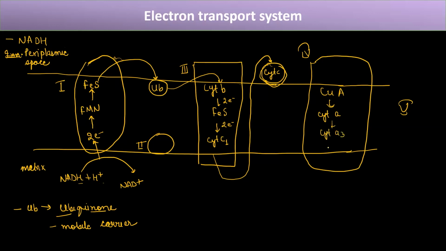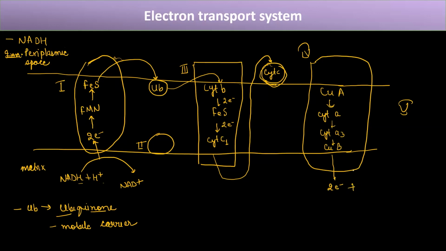Cytochrome A3. Again, the copper that I'm looking at is CuB. And from here, it ultimately comes back to the mitochondrial matrix. Okay. So here, these two electrons come back to the mitochondrial matrix, in the presence of oxygen.